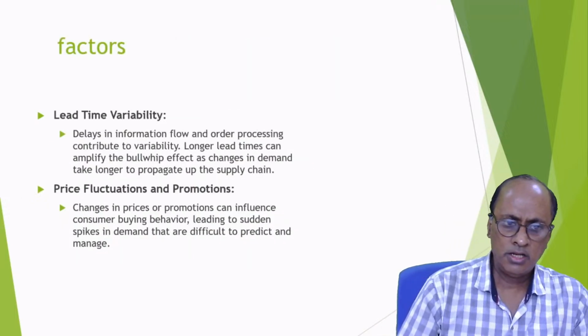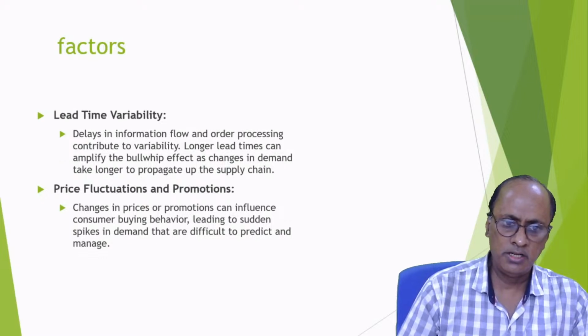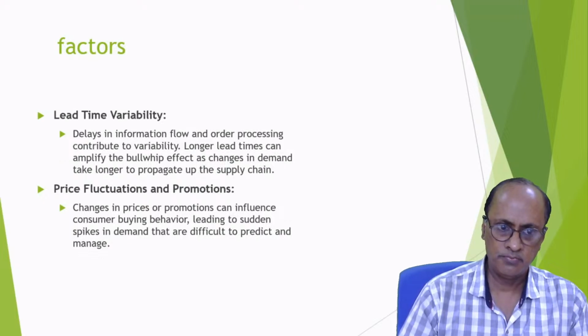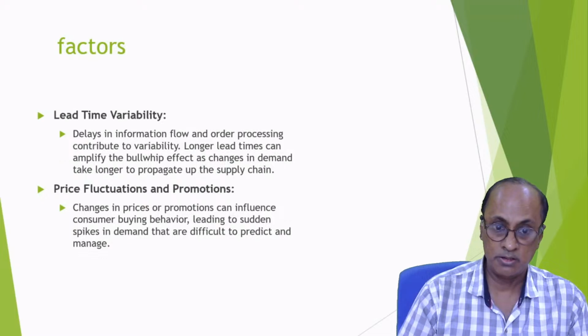Now, what are the other factors? Again, lead time variability, delay in information flow, and order processing contribute to variability. Longer lead time can amplify the bullwhip effect, as changes in demand take longer to propagate up the supply chain. Price fluctuation and promotion: changes in price or promotion can influence consumer buying behavior, leading to sudden spikes that are difficult to predict and manage.